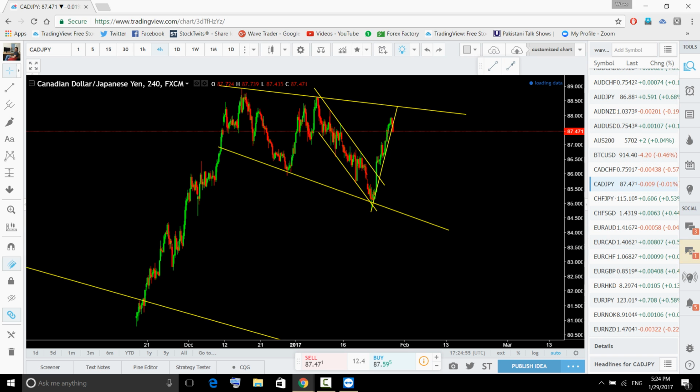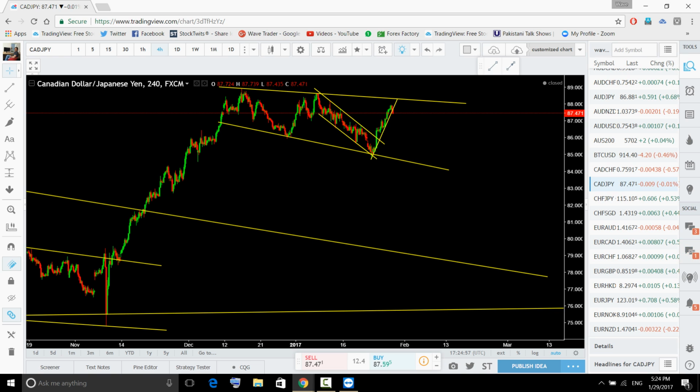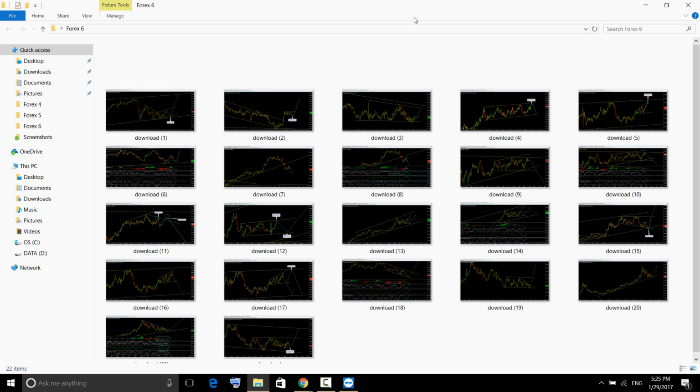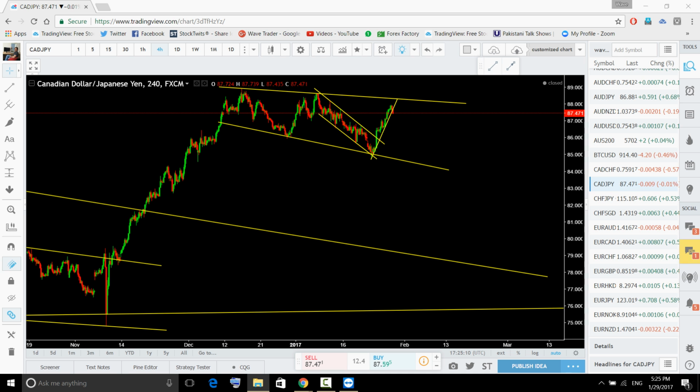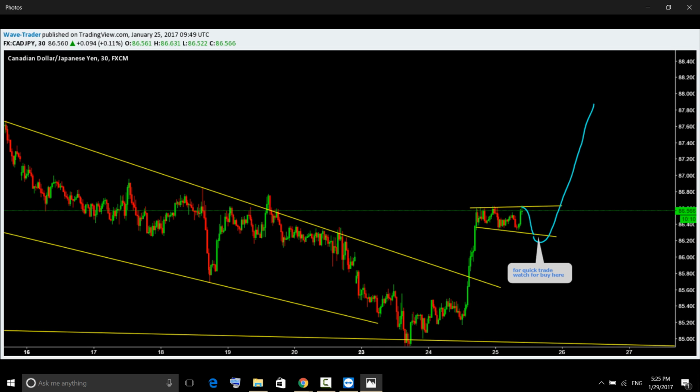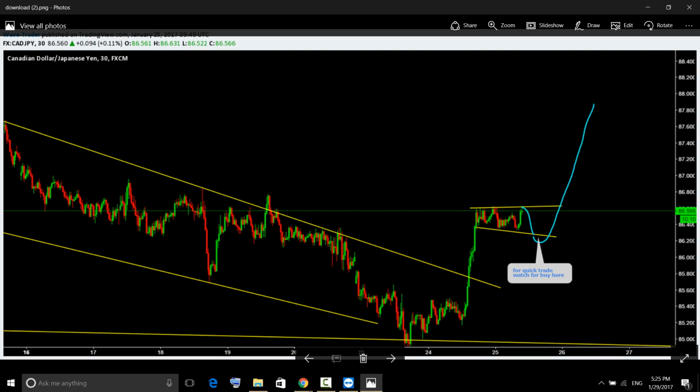The next pair, CAD yen. I hope you got the small quick trade to the upside last week, which I shared with you. Let me show you that chart. A quick up trade. Here we got that trade. This was the buyer place. For a quick up trade, watch for this place to buy.